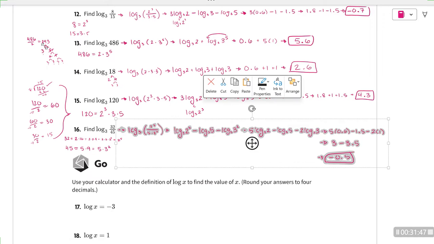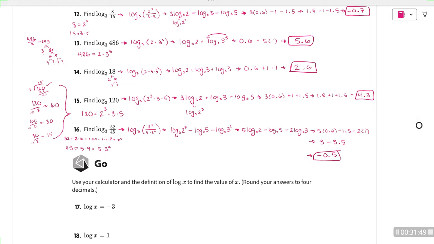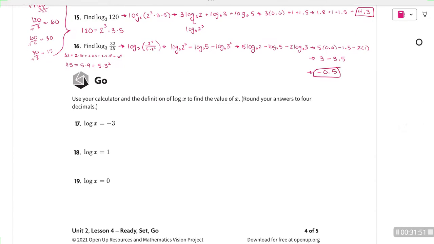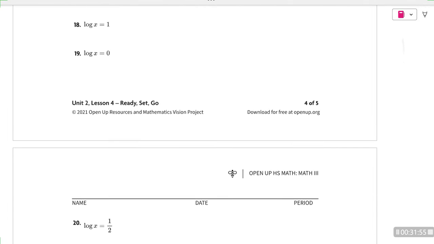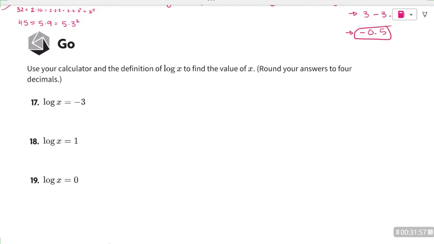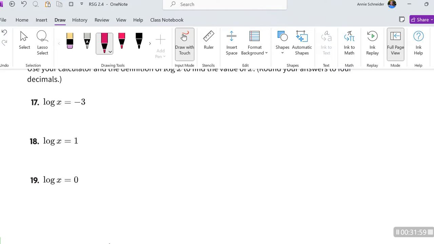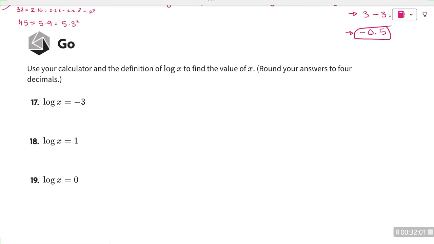Let me just get this onto one page. All right, let's go down to questions 17, 18, and 19, the last 3 on this page for my layout. So, question 17. This is the calculator section. So use your calculator and the definition of log x to find the value of x. Round your answers to 4 decimals.